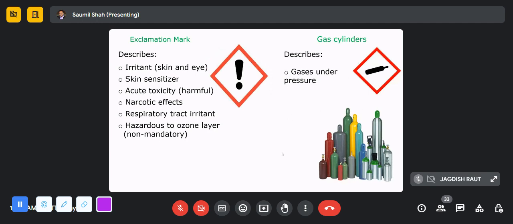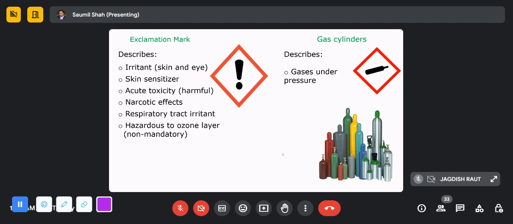Exclamation mark. The exclamation mark will define what is an irritant. For example, ammonia. Ammonia, by nature, is an irritant gas. Skin sensitizer, acute toxicity, narcotic effect, respiratory tract irritant, hazardous to ozone layer. So wherever such a symbol is displayed, it indicates such symptoms.